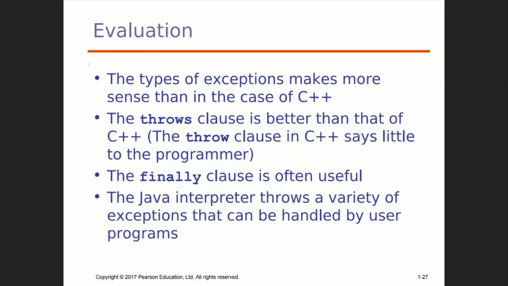So let's see the exceptions evaluation. The types of exceptions make more sense than in the case of C++ when you compare, because we discussed C++ and Java. Here, what are all the exceptions you have? You have varieties of exceptions: null pointer exception, IO exception, etc. That makes more sense when compared to C++. And the throws clause is better in Java than in C++.